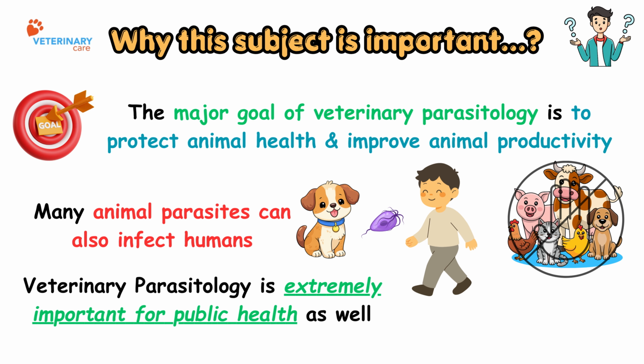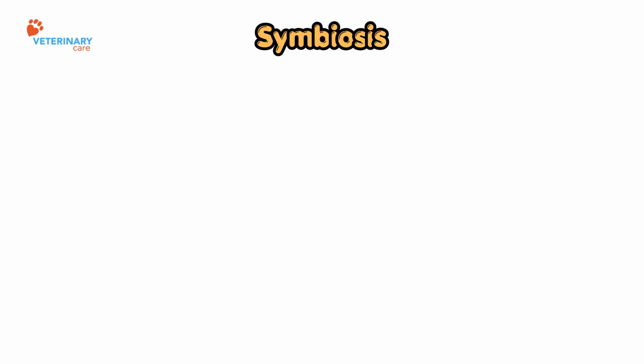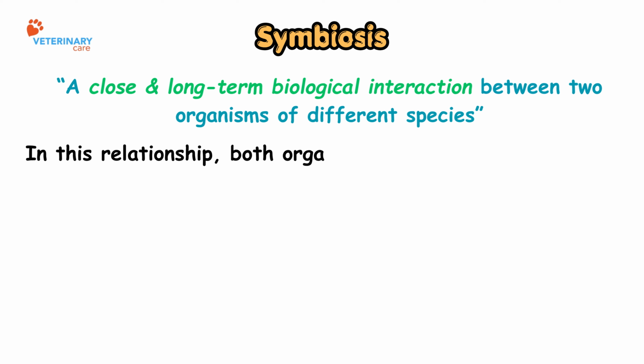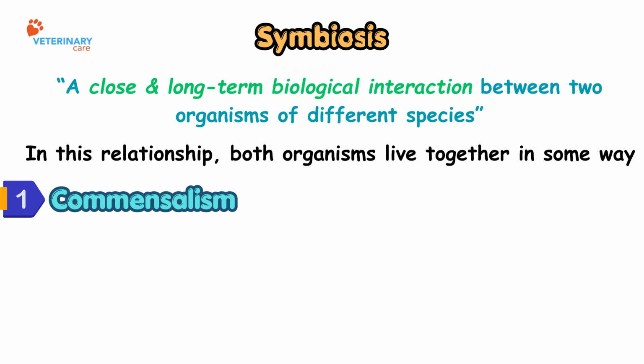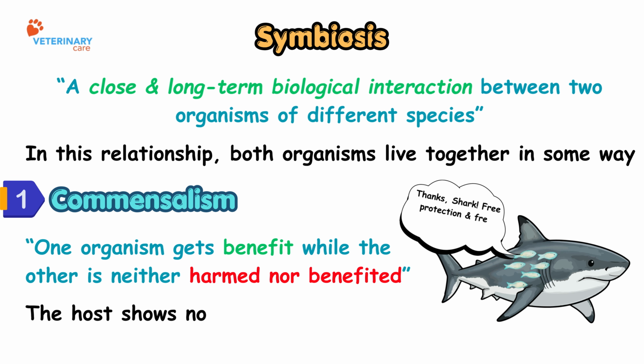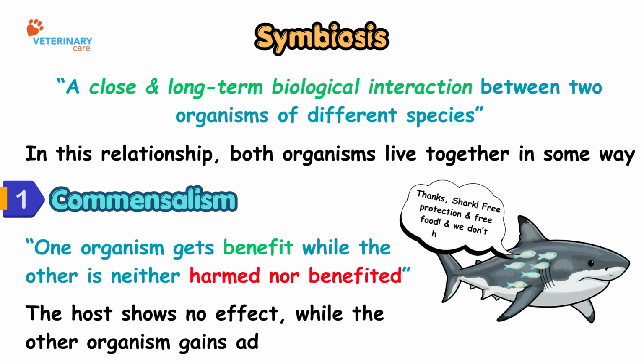Now that we understand parasitology, let us move toward an important concept called symbiosis. Symbiosis means a close and long-term biological interaction between two organisms of different species. In this relationship, both organisms live together in some way. Symbiosis is divided into three major types. The first type is commensalism. In commensalism, one organism gets benefit while the other is neither harmed nor benefited. The host shows no effect, while the other organism gains advantage.